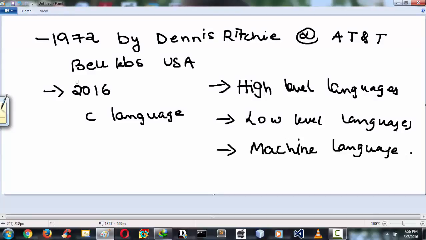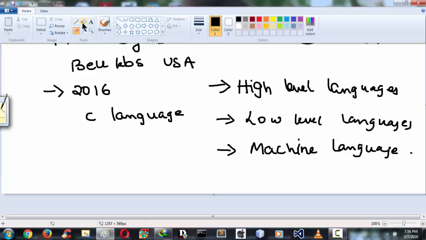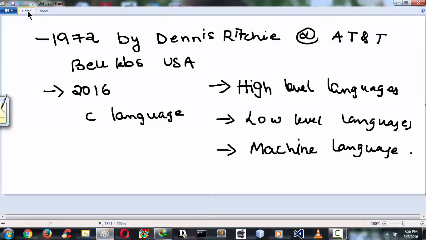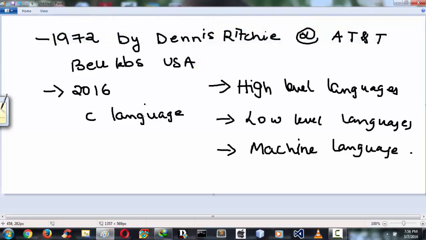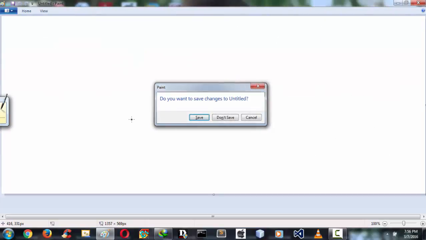So machine language. Okay, so let us do a detailed discussion about each and every level of language here. Let's do a detailed discussion. First one is high level language.